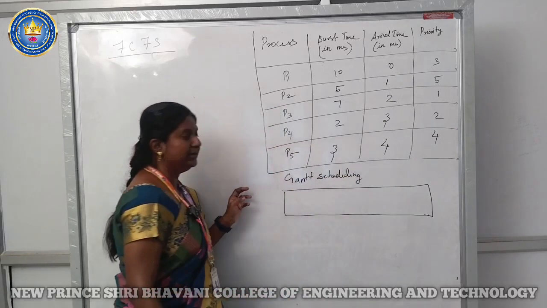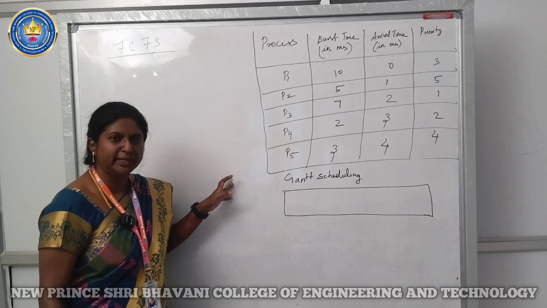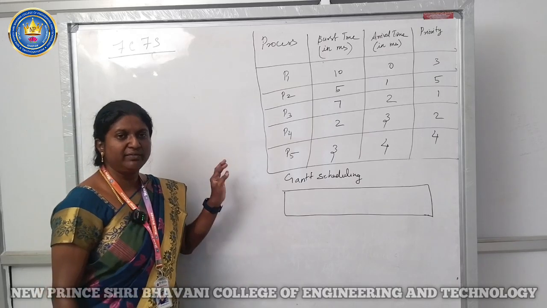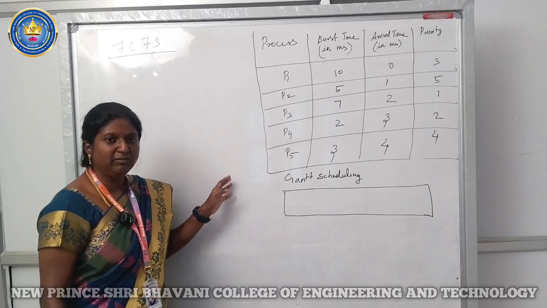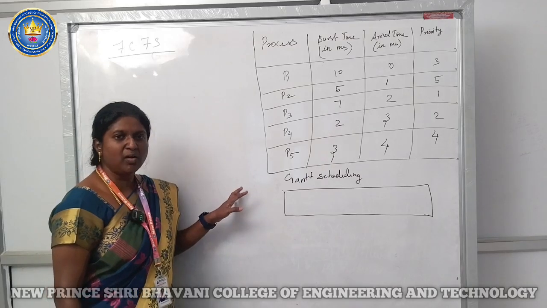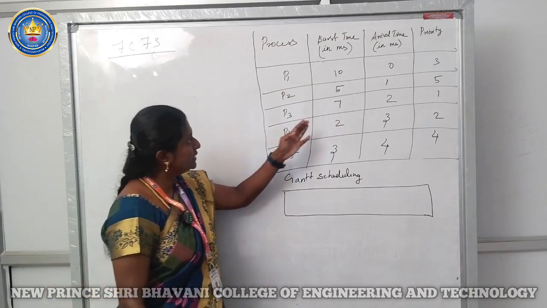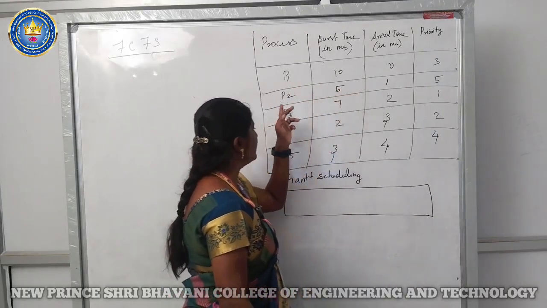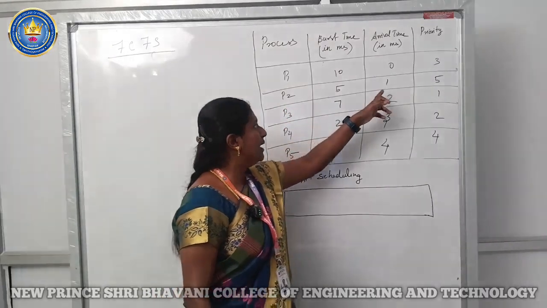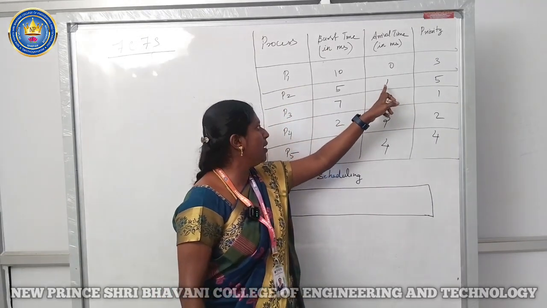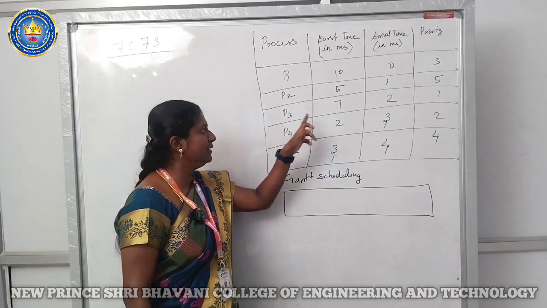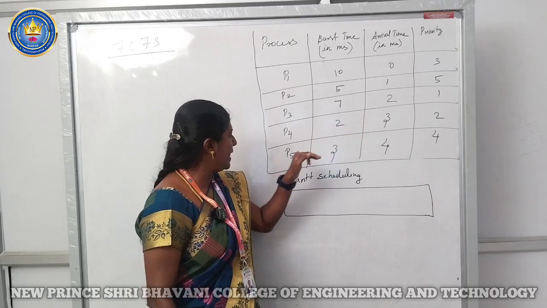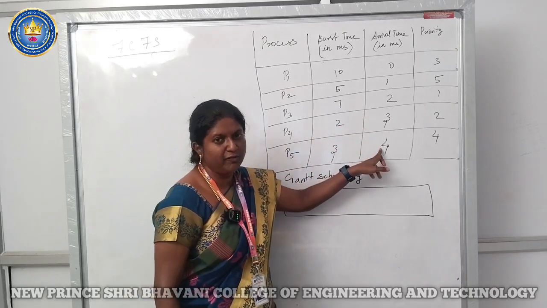So I already said that first come first serve is a non-preemptive scheduling. Non-preemptive means we cannot take control of the CPU in the middle. So we have to schedule the process according to the arrival time. Here in this problem, process P1 comes at 0 milliseconds, P2 enters the ready queue at 1 millisecond, P3 at 2 milliseconds, P4 at the 3rd millisecond, and P5 at the 4th millisecond.